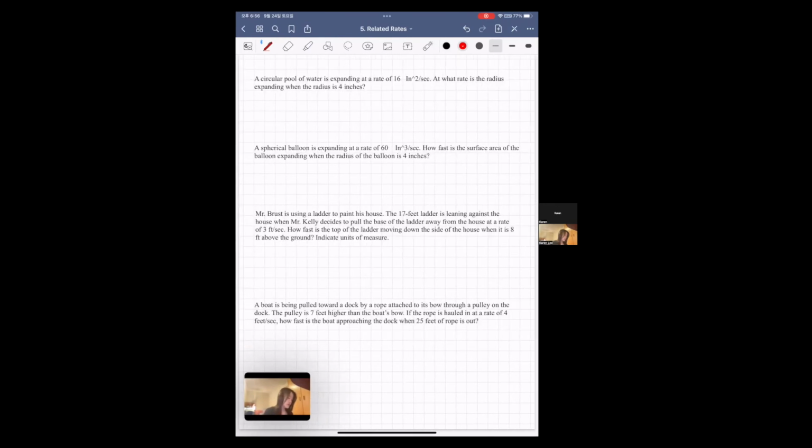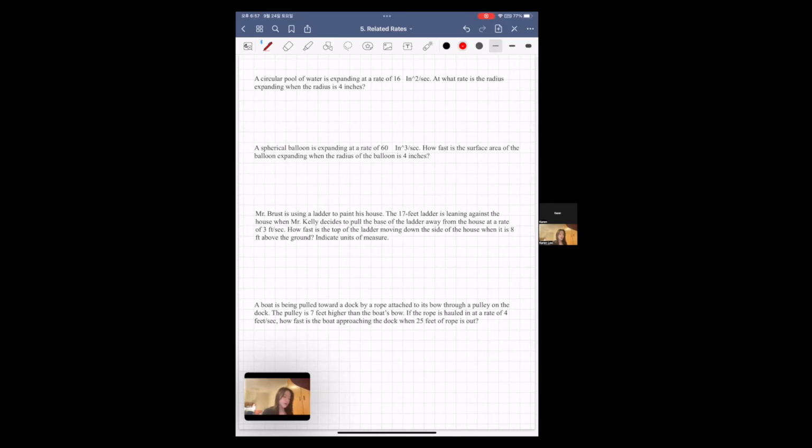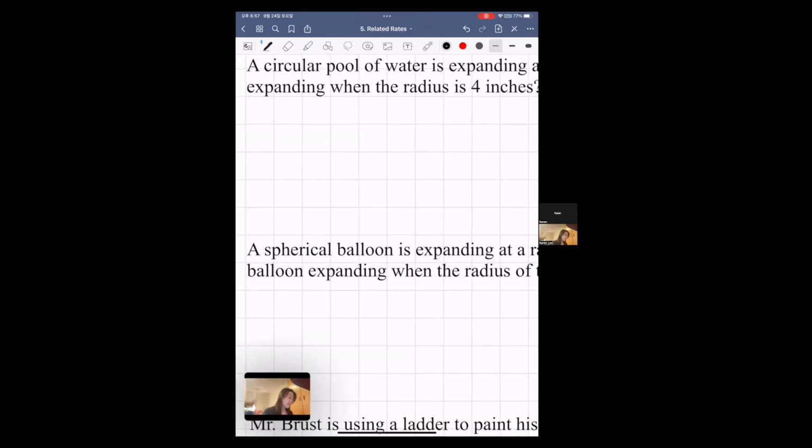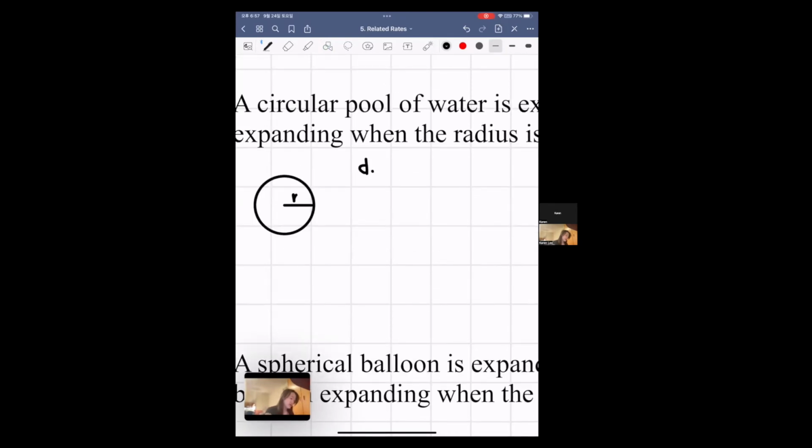The next one is about a circular pool of water. So let's take a look, right? We draw the circular pool of water. And this is the radius, obviously. So we know that dA dt is 16 pi. And we have to find dr dt. And we know that r is 4.